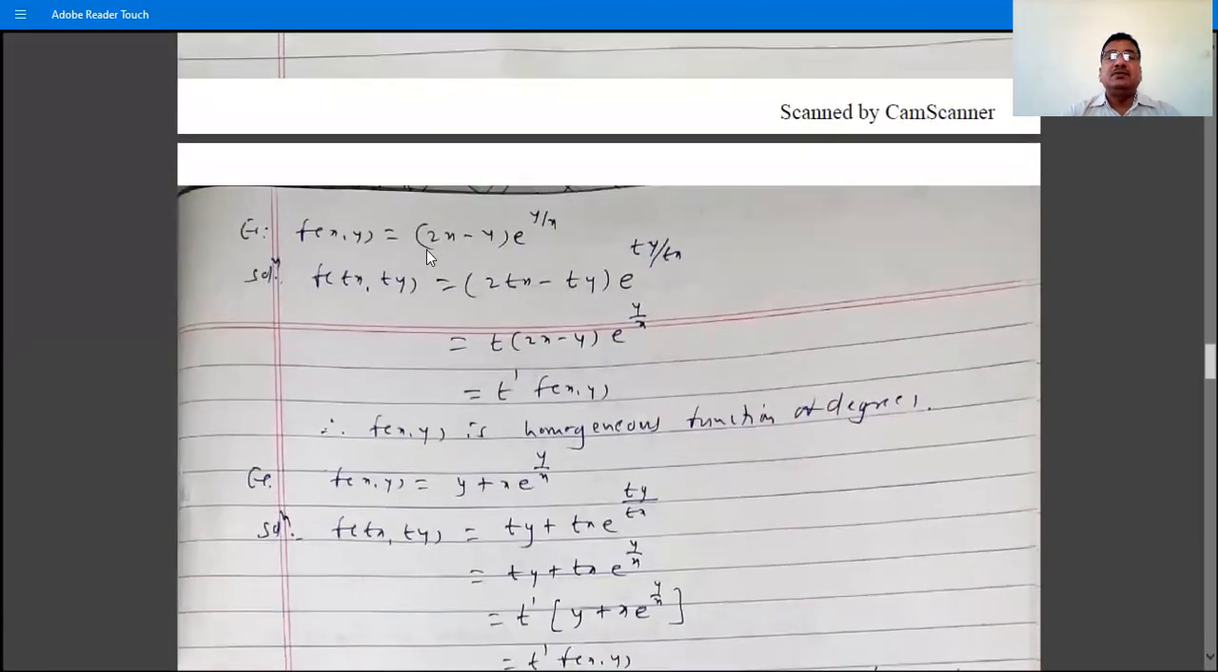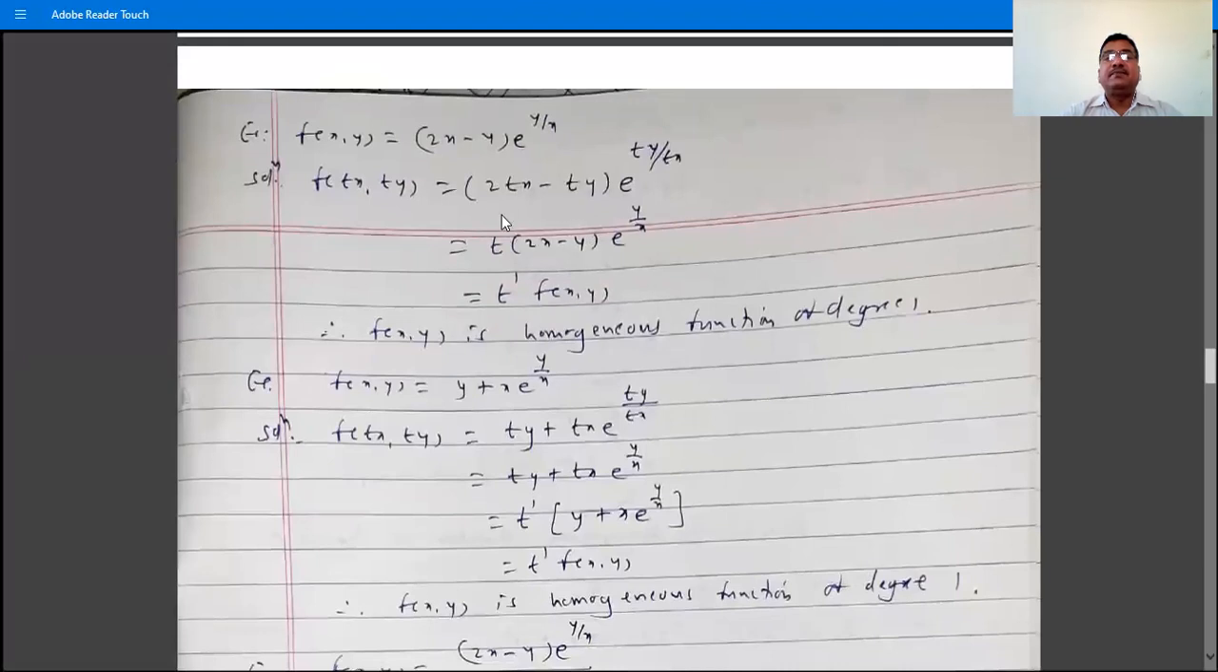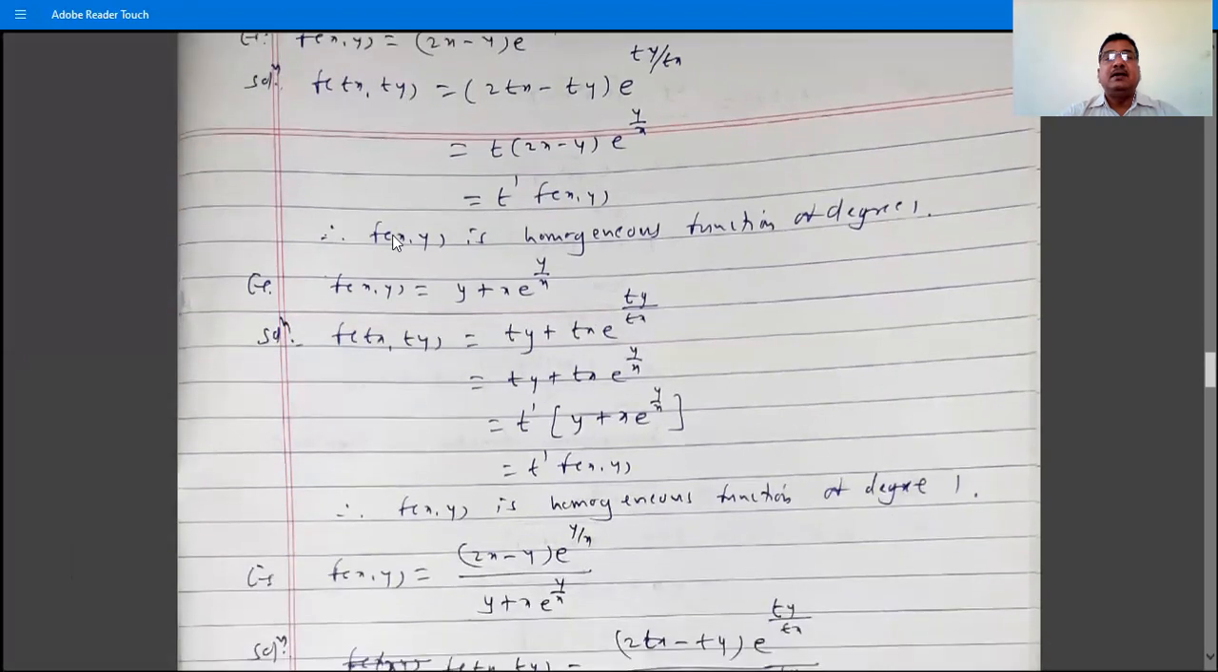Similarly, f(x, y) is equal to 2y minus 2x minus y e raised to y by x. Then find f of tx, ty. It is 2tx minus ty e raised to ty divided by tx. That is, replace x by tx and y by ty. Then take t common. We have 2x minus y, and t gets cancelled, so e raised to y by x. So this is f of xy, and so we have f of tx, ty is t raised to 1 f of xy. So f of xy is a homogeneous function of degree 1.